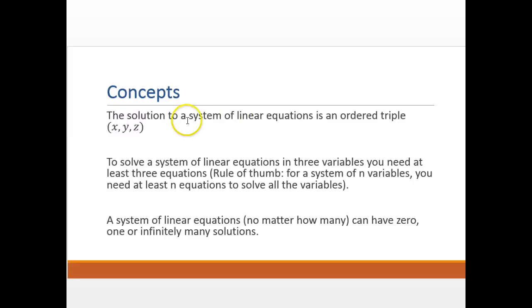The basic concept is that the solution to a system of linear equations is an ordered triple x, y, z. To solve a system of linear equations in 3 variables, we need at least 3 equations. In fact, your rule of thumb is that for a system of n variables, you need at least n equations to solve for all variables. Now realize that for any system of equations, no matter how many linear equations there are, you can have 0, 1, or infinitely many solutions.